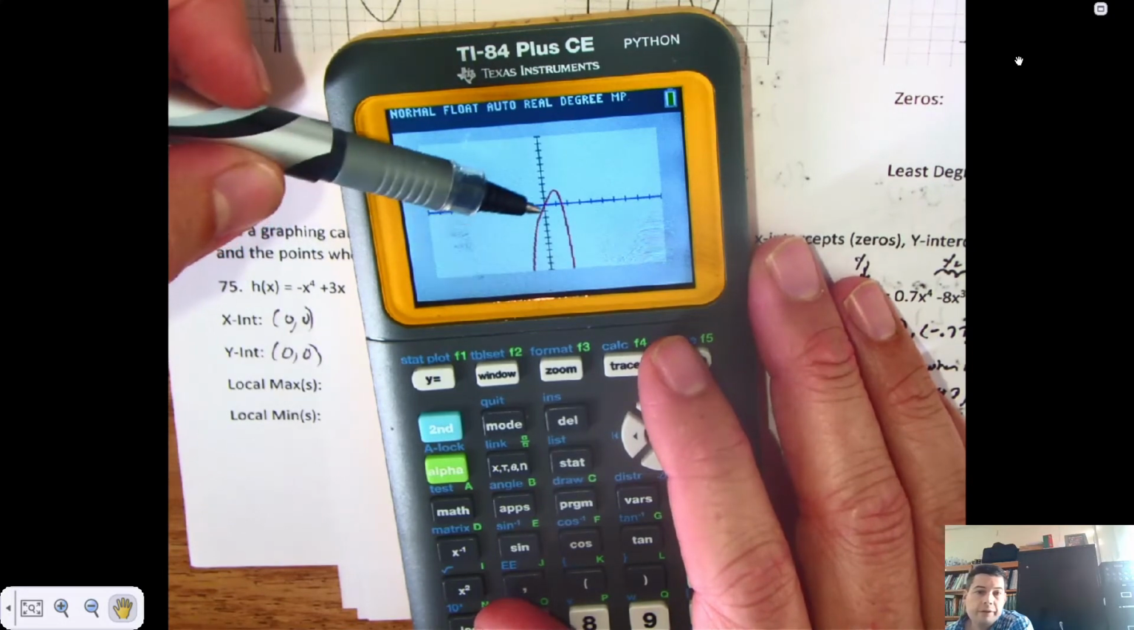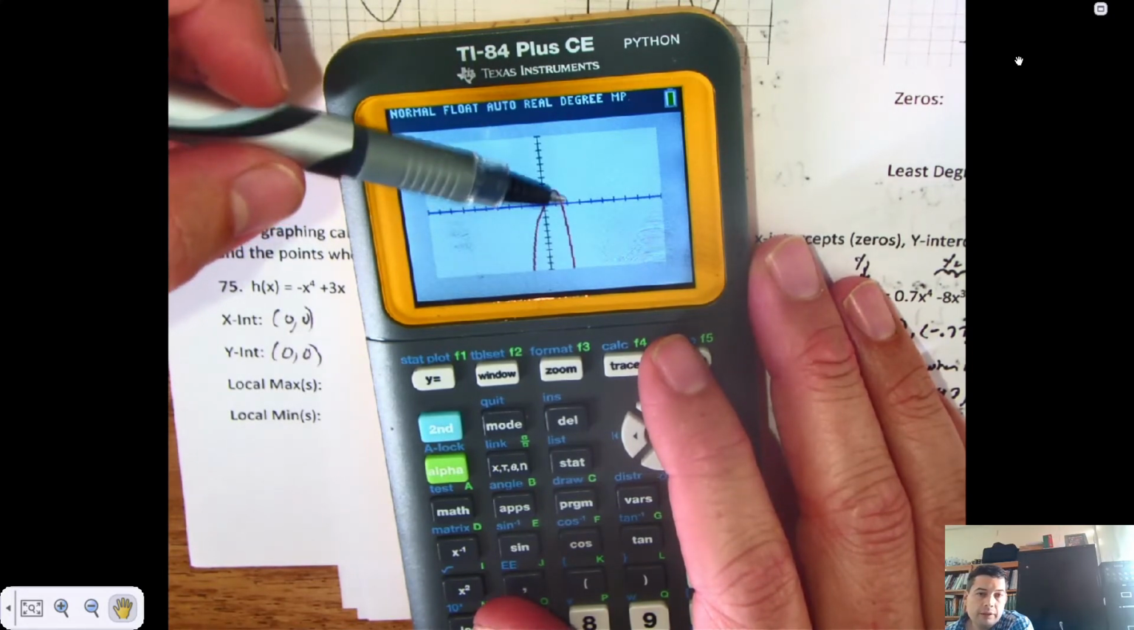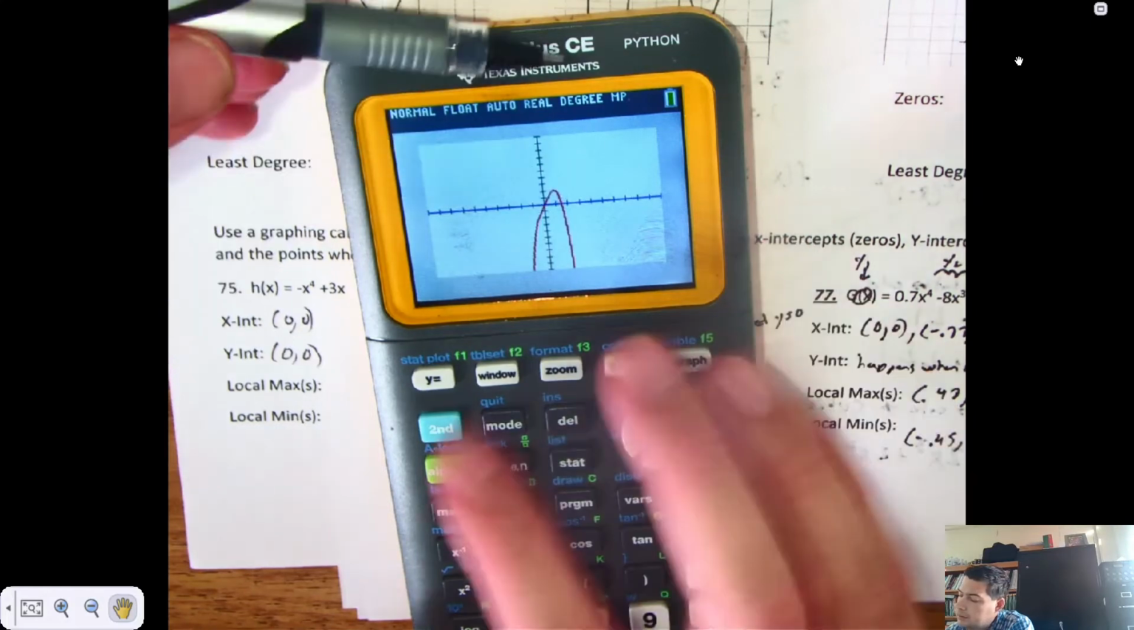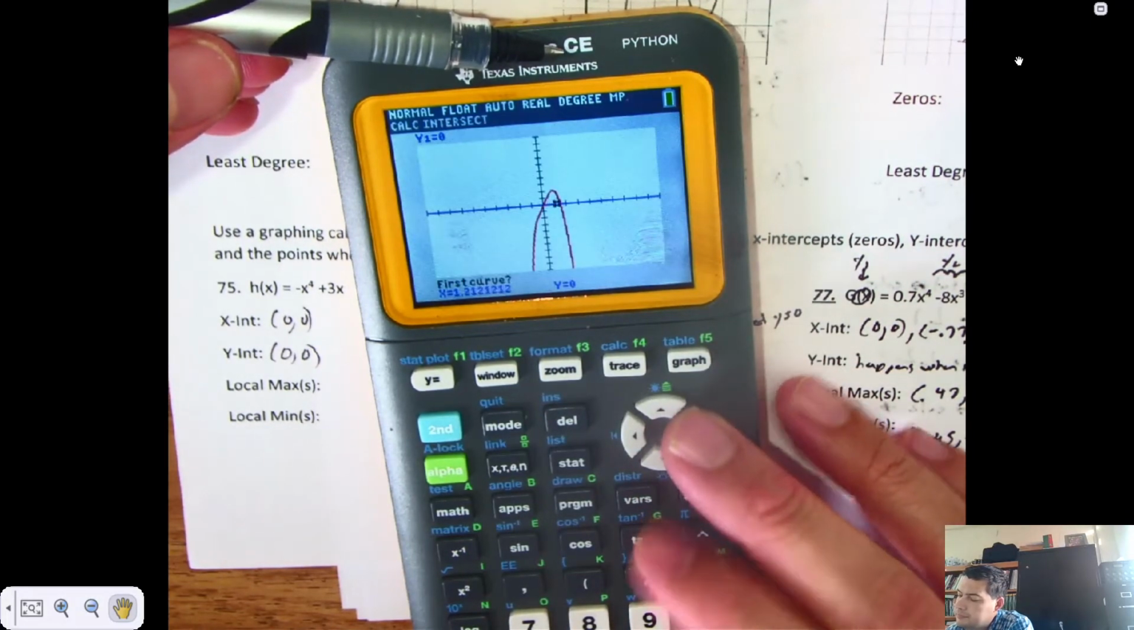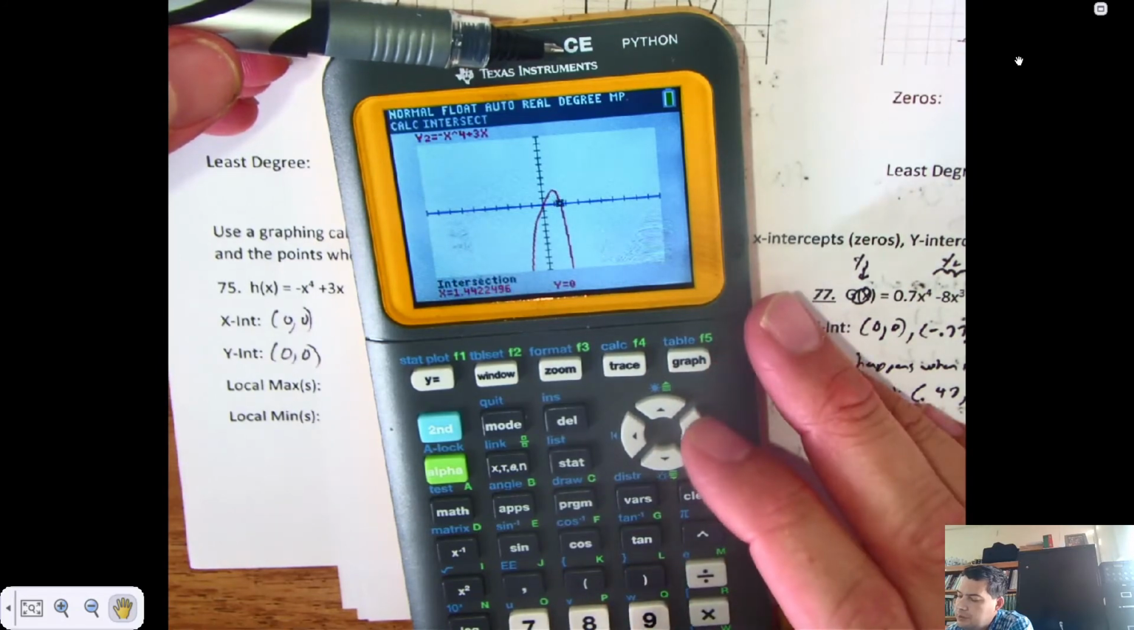So I already found the 0, 0. That right there is going to be the cube root of 3. Second trace 5 for intersect. Enter, enter, enter. 1.44.